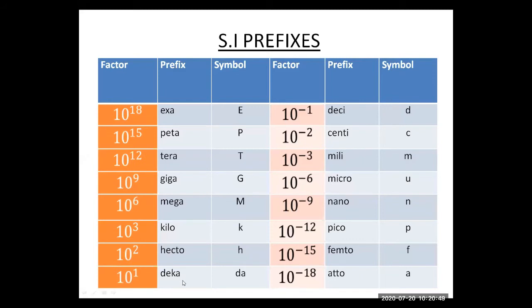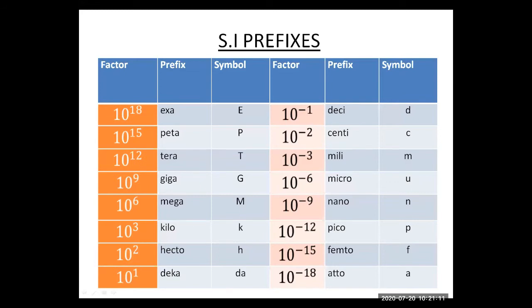And the last one is deca. Deca is represented by da and its value is 10 raised to the power 1. The reciprocal of deca is deci, represented by small d, and its value is 10 raised to the power minus 1. I hope you understand and your memory is refreshed.